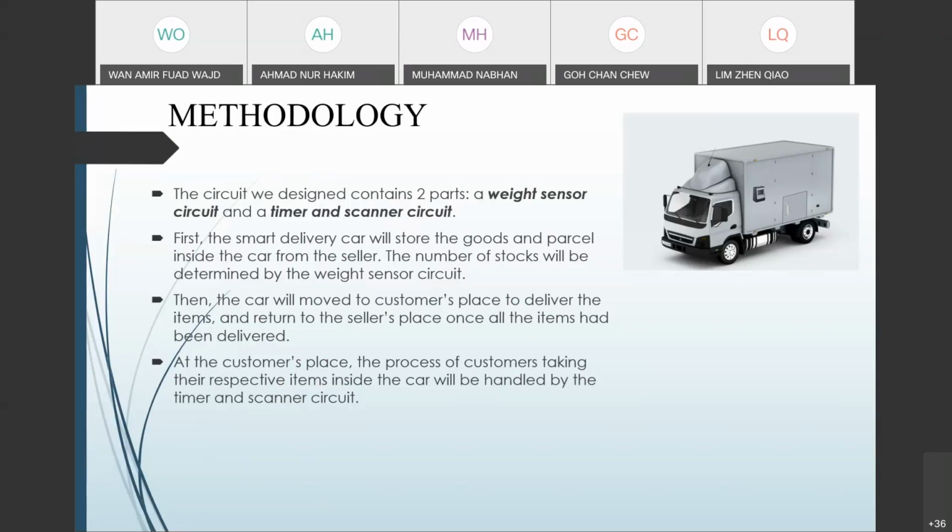When the car is at the customer place, the process of the customer taking the respective item inside the car will be handled by the timer and scanner circuit. So we designed a circuit through this process, and the simulation of the circuit will be shown by my teammate Keng Yang.